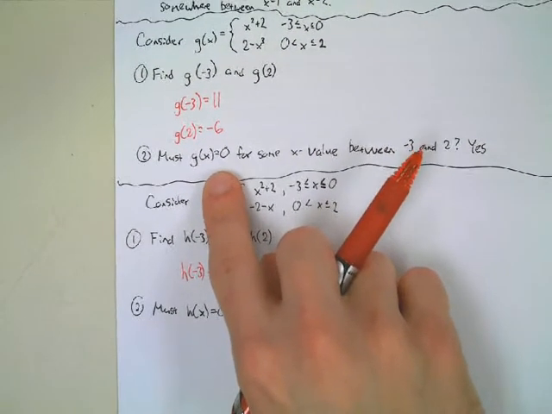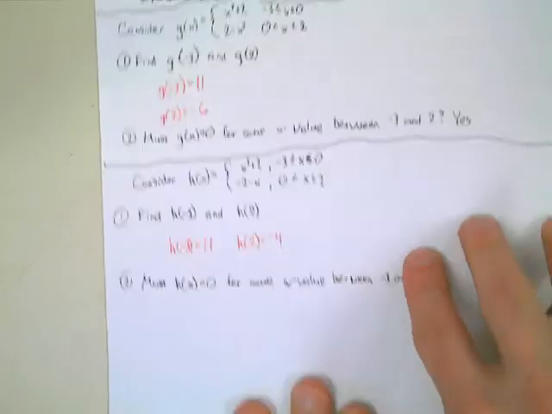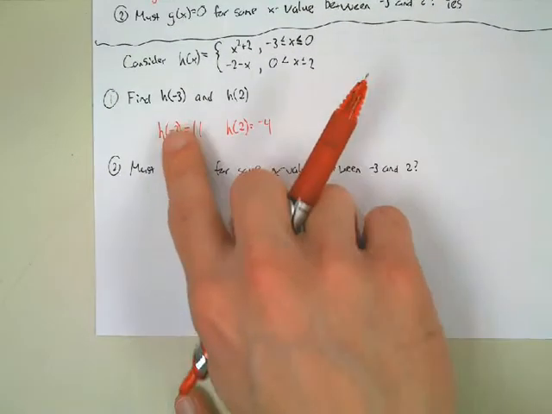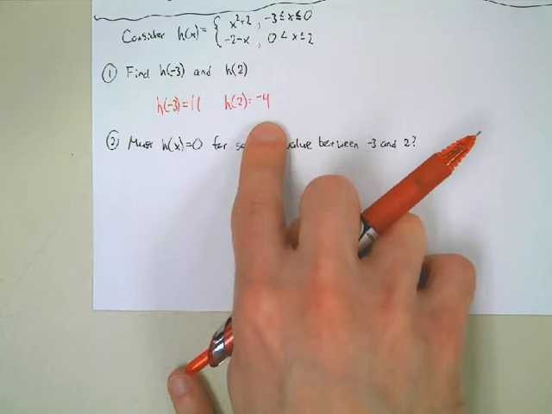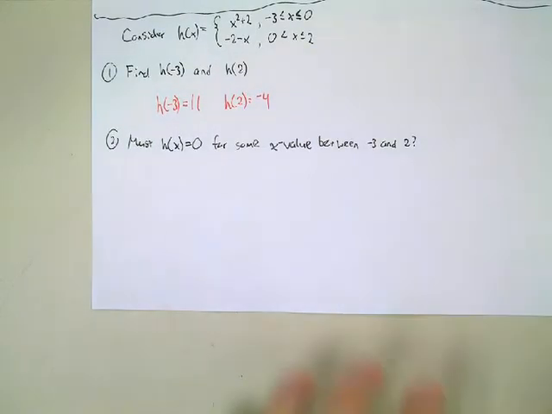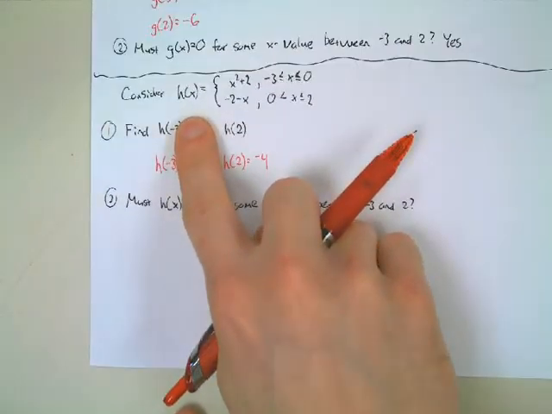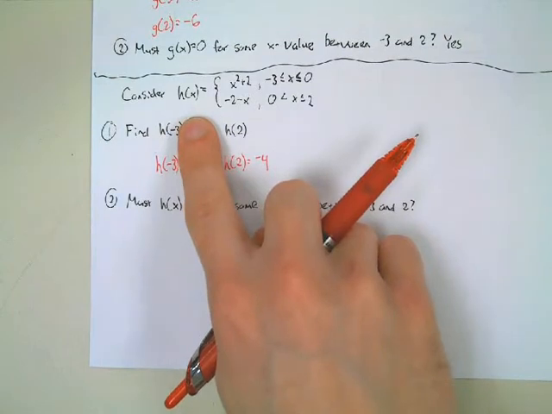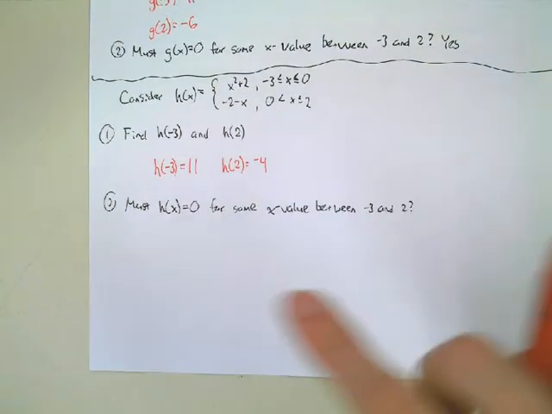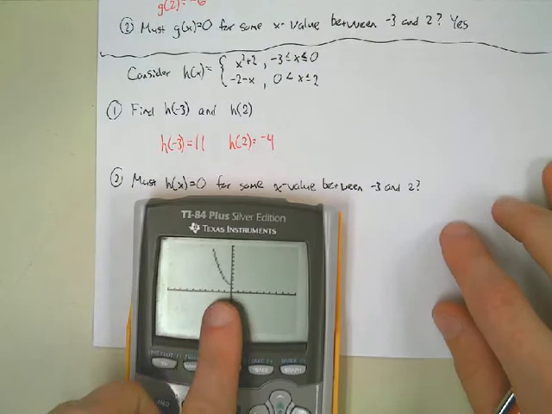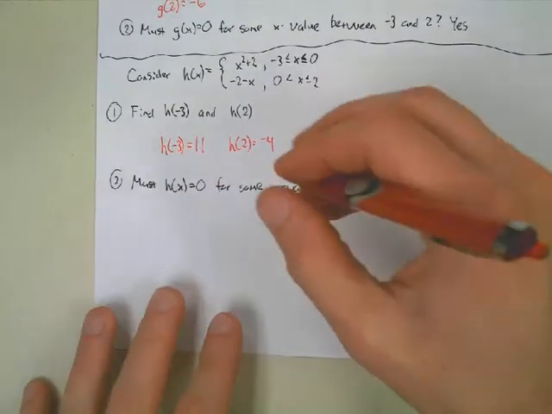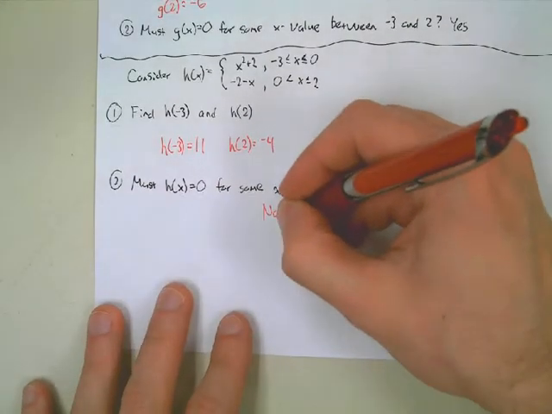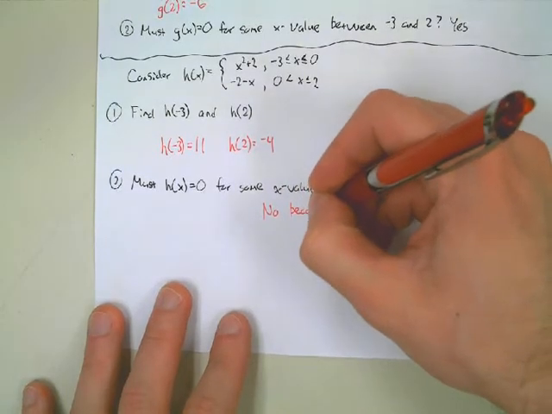and 2. Here, though, even though between negative 3 and 2 we go from an 11 down to a negative 4, going through 0, this function is discontinuous. And so we're not guaranteed for it to equal 0. In fact, in this case, it does not go through 0. It jumps. It comes down here, and jumps down to that. So the answer is no, because h is discontinuous.